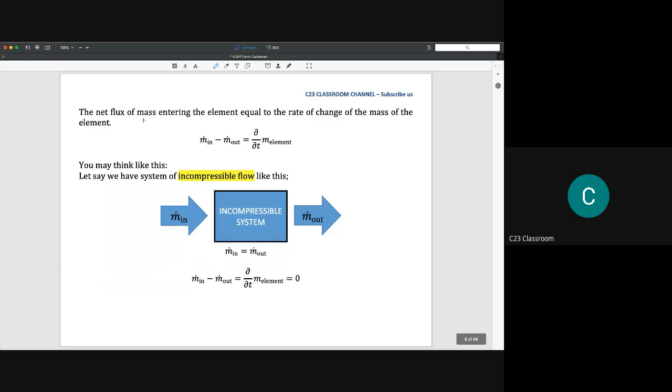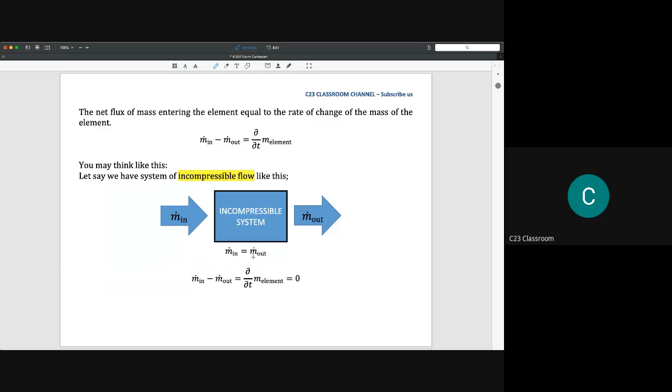Then we need to calculate the net flux of mass entering the element. It can be written as m dot for the inlet minus m dot for the outlet, meaning the mass flow rate at the inlet minus the mass flow rate at the outlet, and it must equal del mass over del t. This means the inlet mass flow rate minus the outlet mass flow rate must equal the change of mass over time.